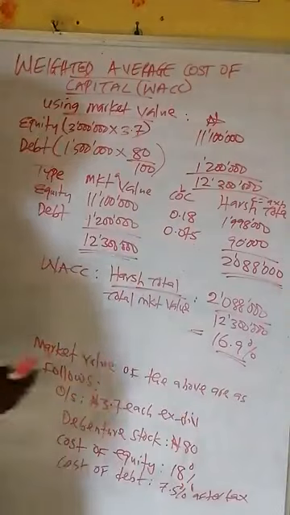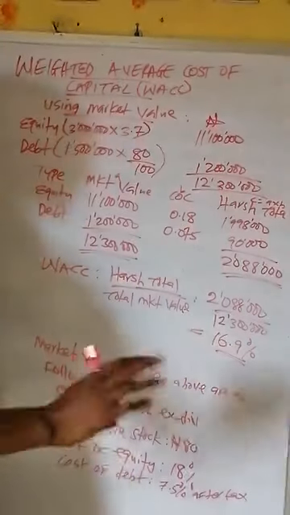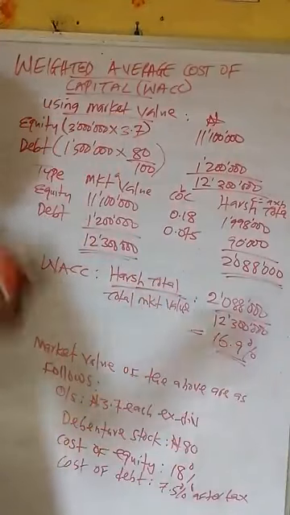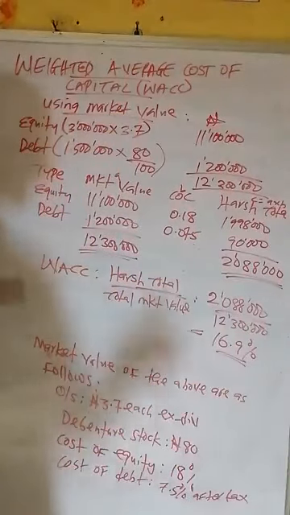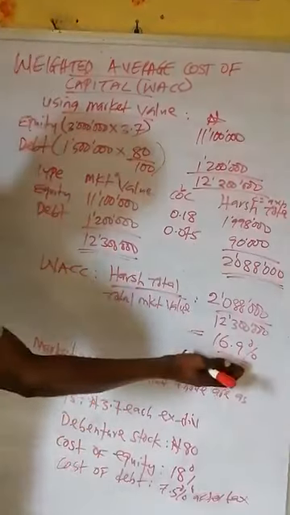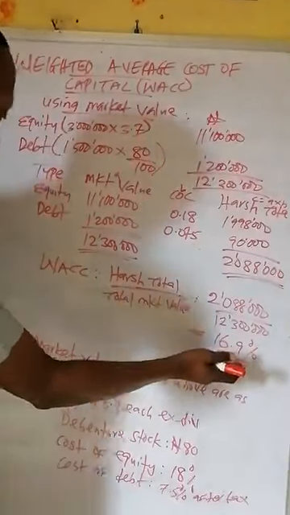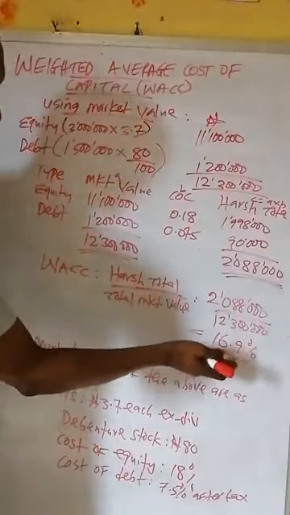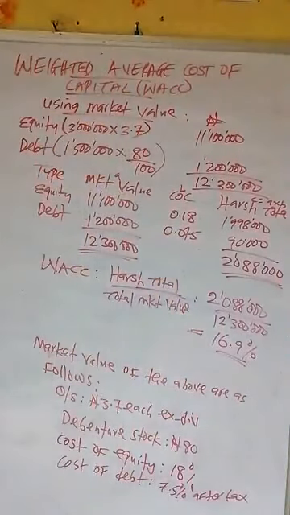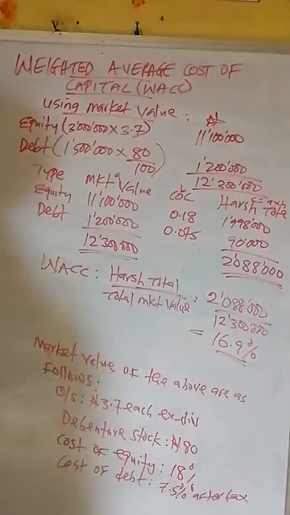So therefore, by that, you'll be having just a single cost of capital for the company as a whole, instead of having different sources of capital. That's why we call it weighted average cost of capital. By this, you can then be appraising your project using this cost of capital for the company. By this, we come to the end of weighted average cost of capital for today's class.